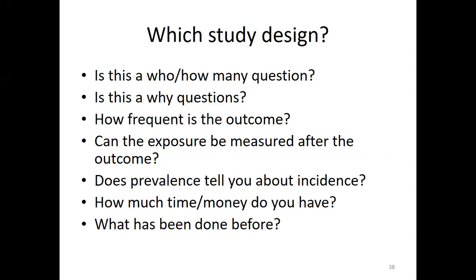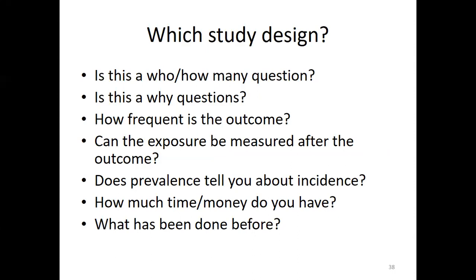And so we want to ask, is this a who and how many kind of question? Do we just want to know what's going on in our population? Or is this a question about why? How frequent is your outcome? Can the exposure be measured after the outcome has already happened? Does prevalence tell you about incidence? How much time and money do you have? This is always a big one. And what's been done in the past, right?